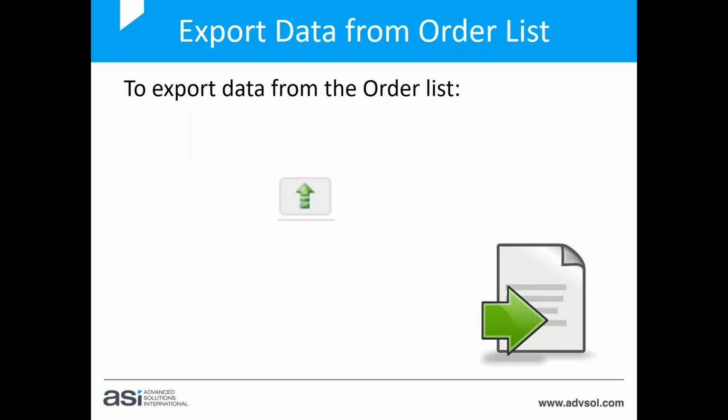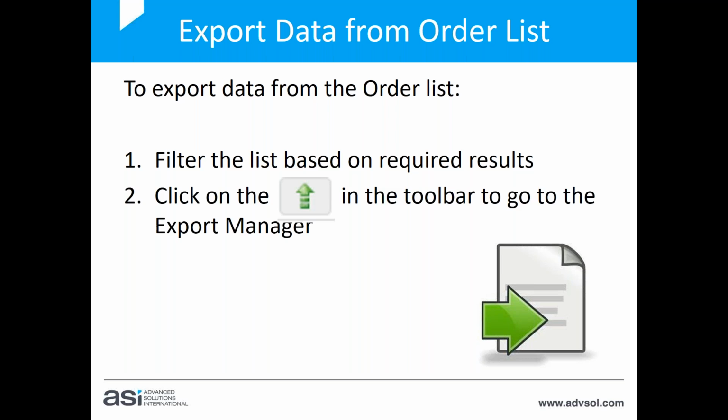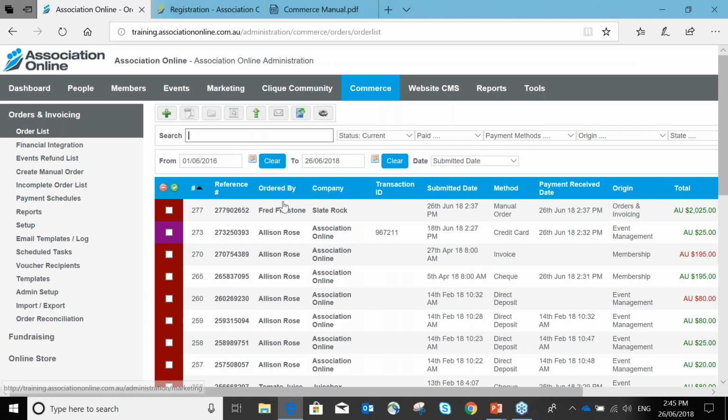So you can do that, pulling out the data using that export icon in the toolbar, which I talked about earlier. So you filter the list based on your required results. So what kind of results do you want to get out of it? What data do you need to export from the order list? It could be how much money you made for an event, or how much membership renewals have come in for the last month. It could be that. When you've decided on your list filter, click on the export button in the toolbar to go to the export manager and select the fields, as I mentioned before.